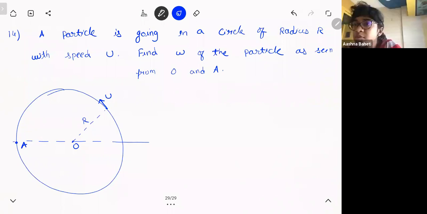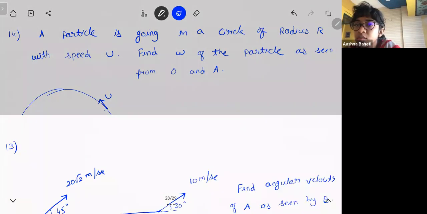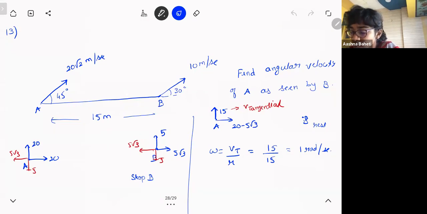Sir, can you show the previous page? Thank you, sir.